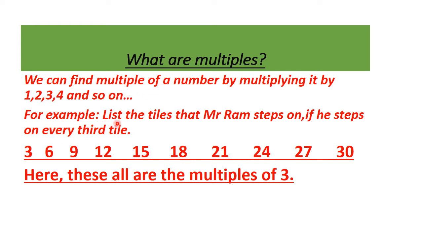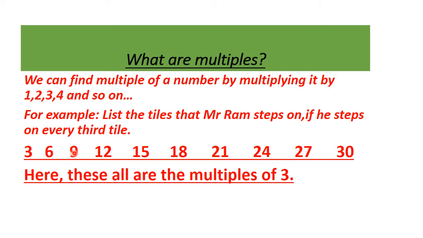For example, list the tiles that Mr. Ram steps on if he steps on every third tile. So there is a person, Mr. Ram, and if he steps on every third tile, you need to tell the numbers of the tiles on which he will step. The first tile on which Mr. Ram will step will be tile number 3. The second tile will be tile number 6, because 3 multiplied by 2 is 6. The third tile will be tile number 9, because 3 multiplied by 3 is 9, and so on.